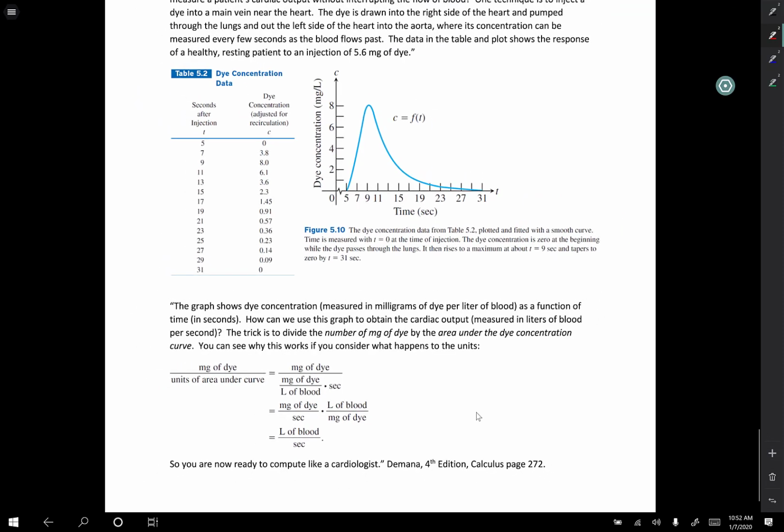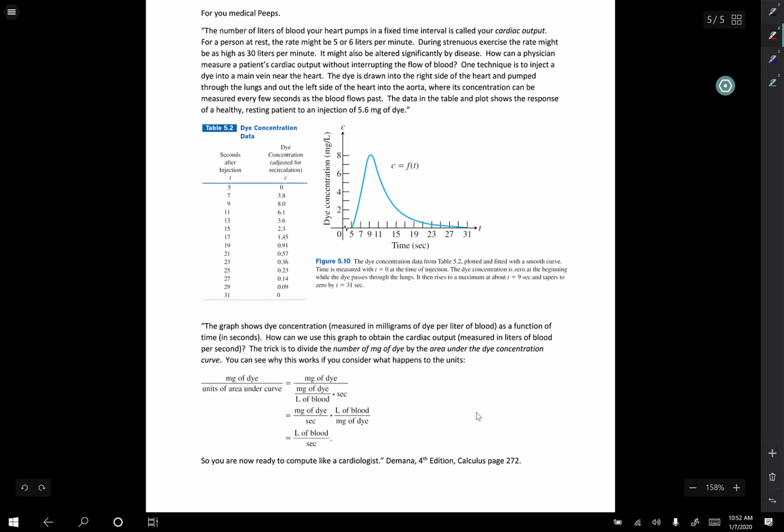Wow, look at all this. Guys, look how beautiful this math is. If you've ever gone to the doctor and they wanted to check your blood flow, this is how they can check how your heart is doing. They inject a dye, look at the concentration level, and calculate the area under that curve to see how much blood is flowing through the aorta. Isn't that amazing? Here's calculus in action, guys.